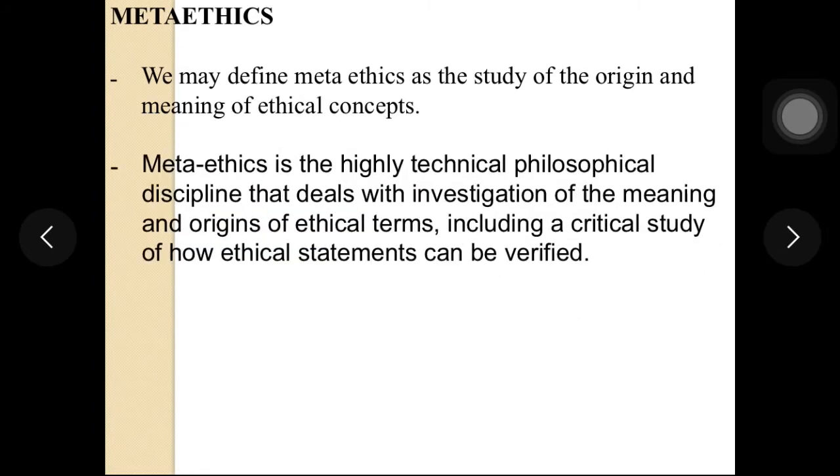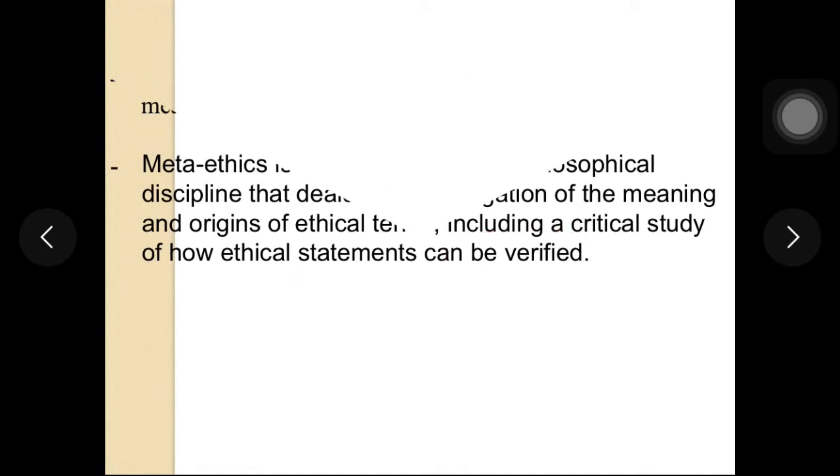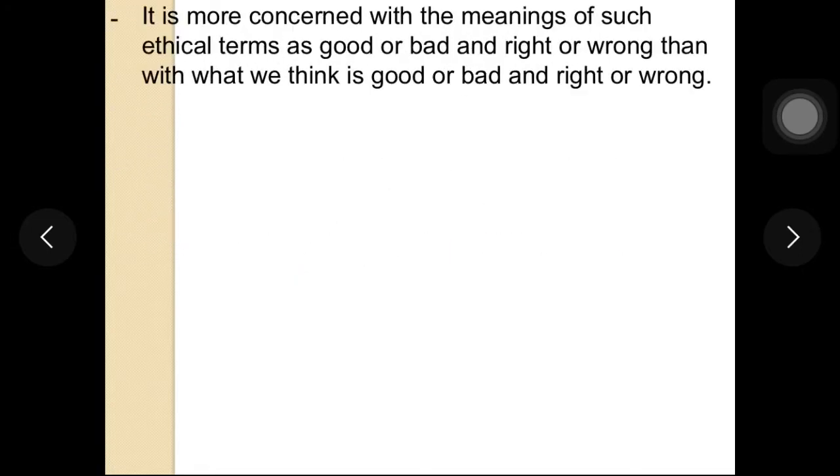Meta-ethics is a highly technical philosophical discipline that investigates the meaning and the origin of ethical terms, including a critical study of how ethical statements can be verified. It is more concerned with the meanings of such ethical terms as good or bad, right or wrong, than with what we think. It's not about what we think, but rather what their meanings entail.